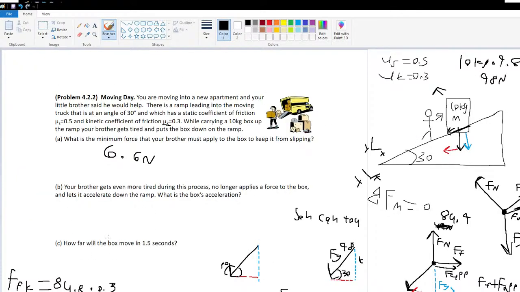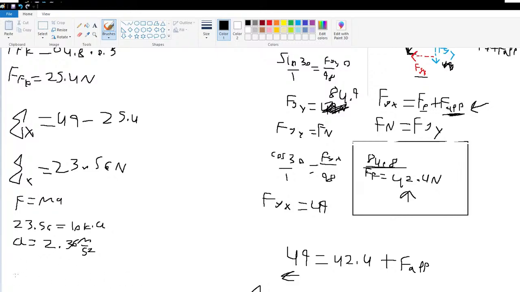Yeah, and then our last question, this one's really easy. You're literally just plugging into the kinematic formula, right? Delta x equals, we have no initial velocity, so it's just, oh, it's not negative, 1/2 a, which is 2.36 times 1.5 squared. And then if you solve that, that should be the right answer. What's that, 2.6, right? Yeah, I rounded, but yeah, that's it.